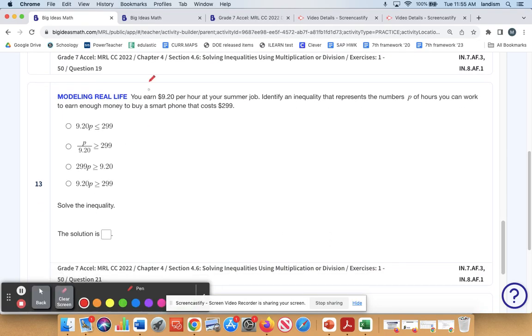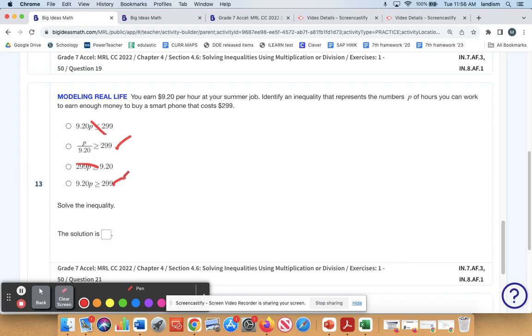Let's talk about this one. Your $9.20 per hour summer job. Identify the inequality that represents the number of hours, h, you can work to earn enough money to buy a smartphone that costs $300. Okay, so you need $299. Do you need less than $299? That doesn't make sense. You need more than $299. So that works. You're not making $299 per hour. That doesn't make any sense.